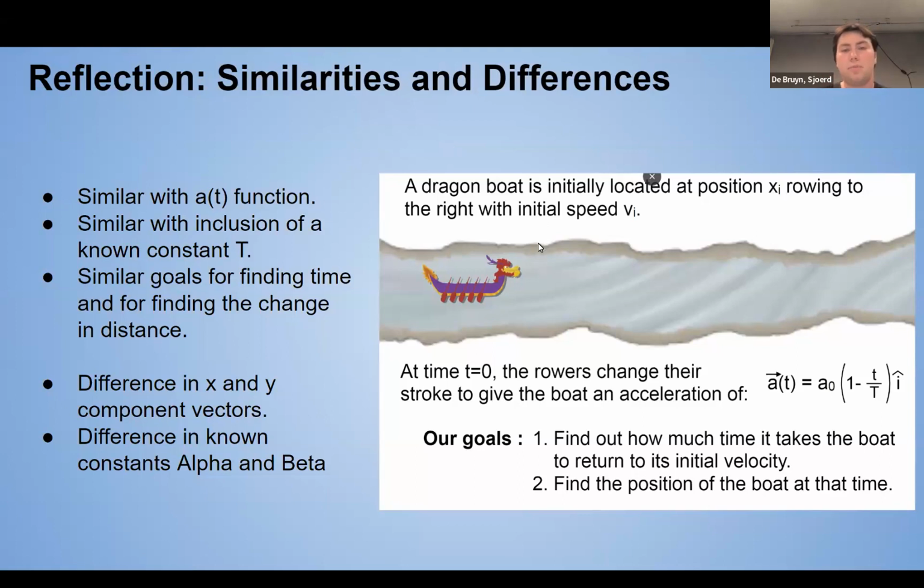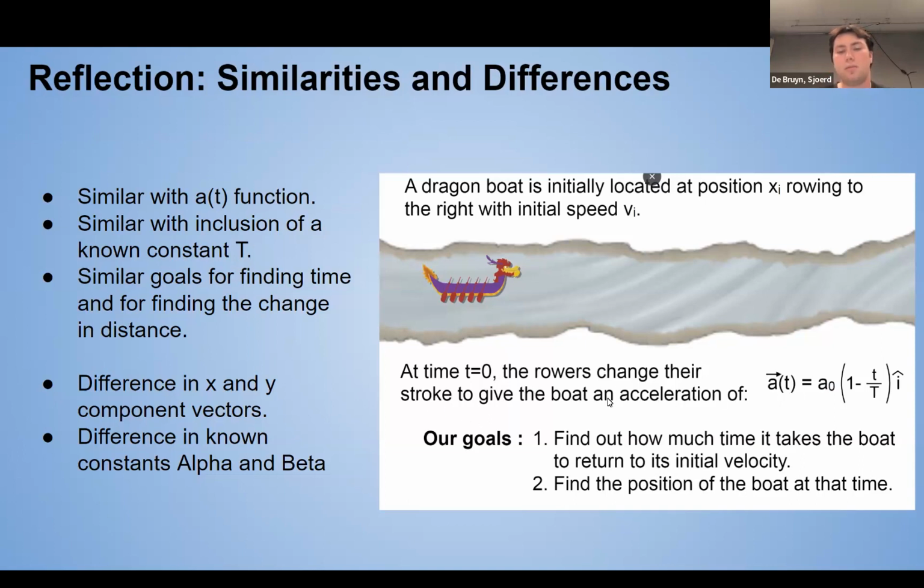So I have pulled up the dragon boat problem we did in lecture in week 2. And the dragon boat, you can see, is similar with the function of acceleration with respect to t, and the function has a big T and little t variable, much like we did in this problem. So it includes that known constant t, and there's similar goals for finding the time and finding the change in distance. We are looking at finding out how much time it takes the boat to return to its initial velocity and finding out the position of the boat at that time, which is really similar to our main goals for the helicopter problem.